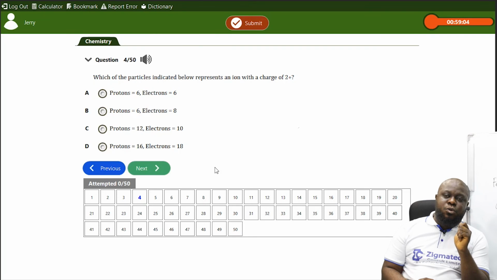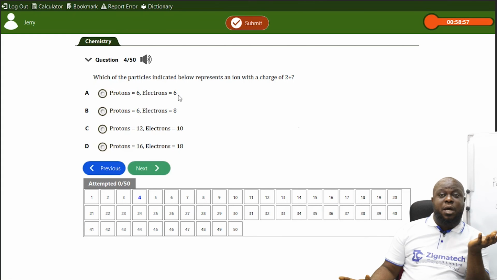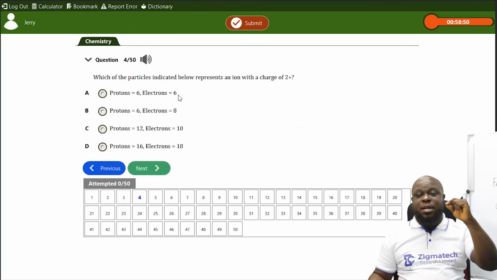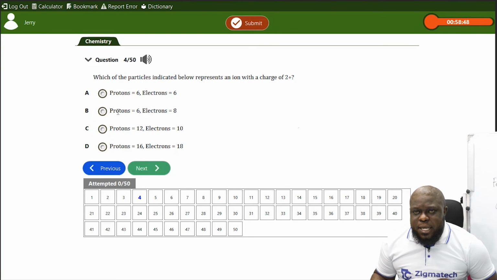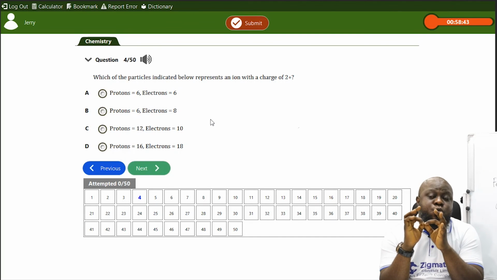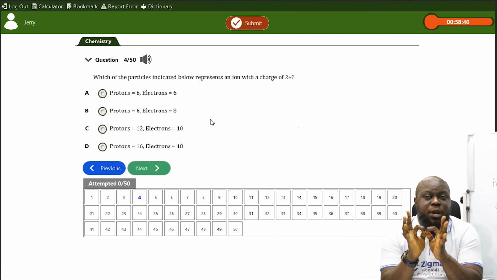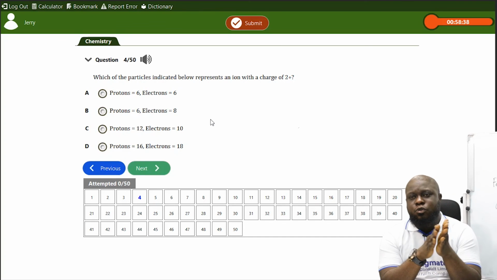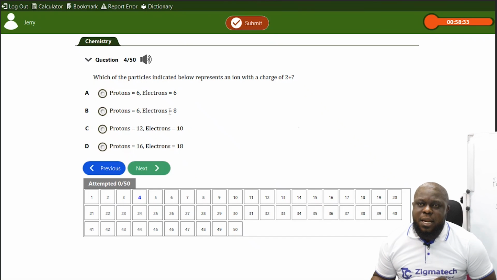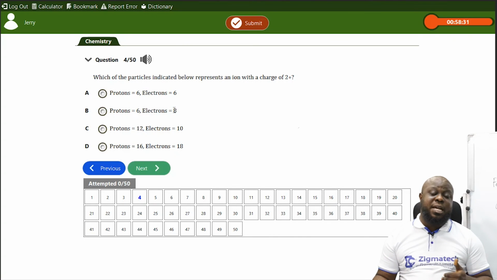If you look at it very constructively, you will know that in A, protons are 6, electrons are 6. They are the same, which means they are neutral. There is no charge, and we are looking for a 2+ charge, which means we are looking for a dication. If you check B, they say the protons are 6 and the electrons are 8. I told you the 2+ charge means you have lost 2 electrons, and those 2 electrons will be given to the protons. In essence, the protons will be 2 more than the electrons. Now, this one here says 6 and 8. The electrons are more than the protons, so the answer is not correct.